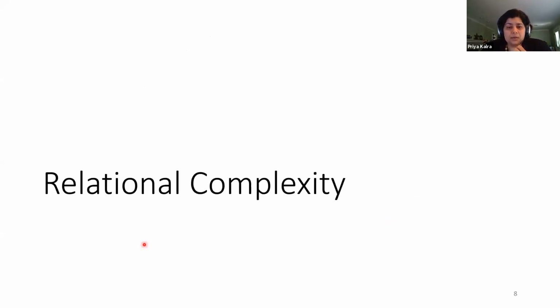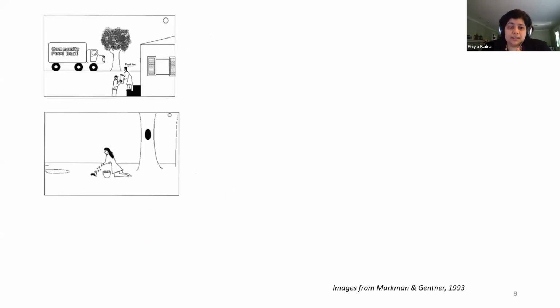Okay, so what do I mean by relational complexity? Well, let's start by talking about what a relation is. So here's probably a familiar example from Markman and Gentner. Here we have a food bank bringing food to a woman. We have a woman giving food to a squirrel. And you can see the woman says thank you, but the squirrel does not. We'll ignore that for the moment.